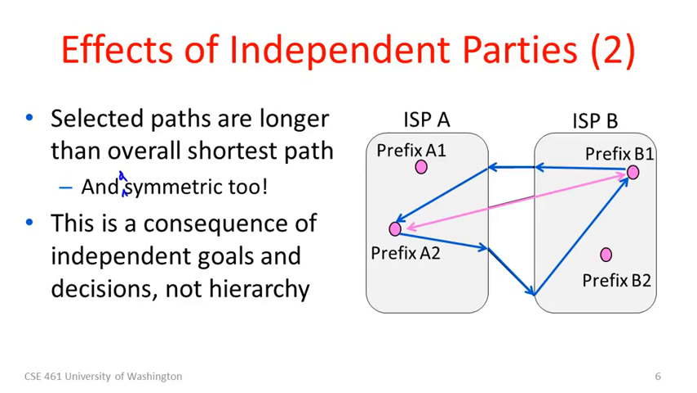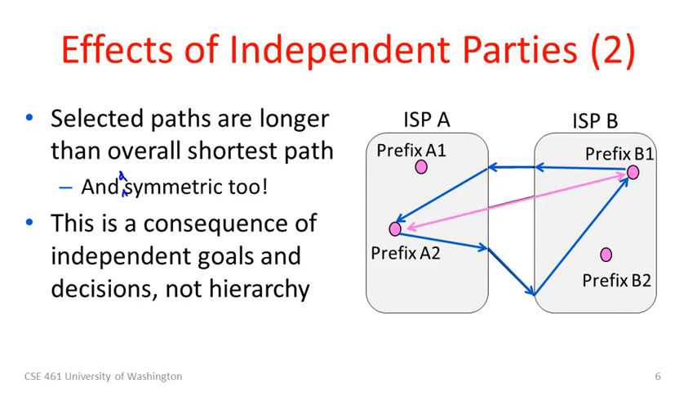It should say asymmetric. So the route from A2 to B1 is different than the route from B1 to A2 in reverse, which is something you might not have expected in networks, that your packets can follow different routes in different directions. But really, what's happening here is a consequence of the independent parties making different decisions.